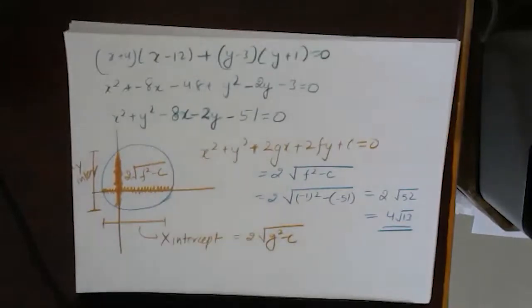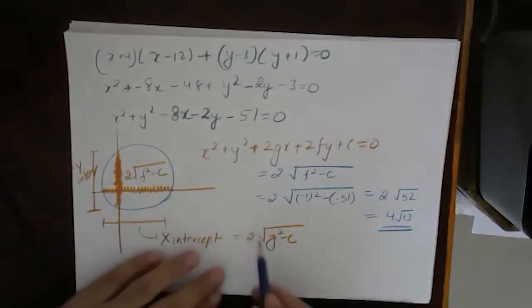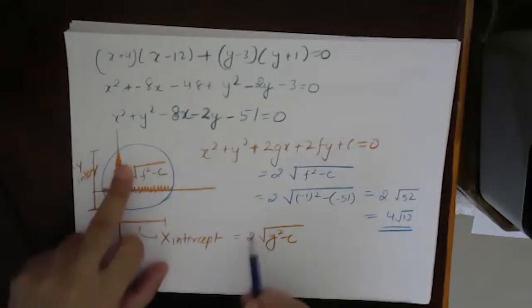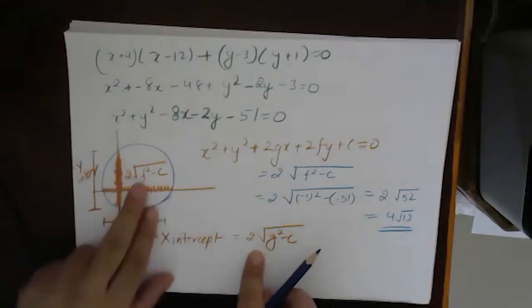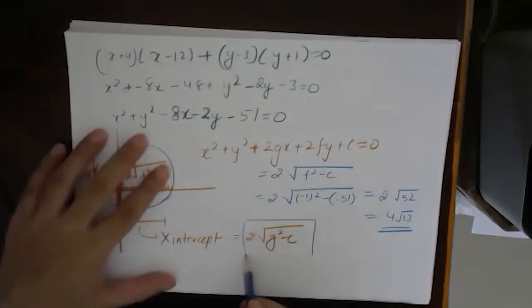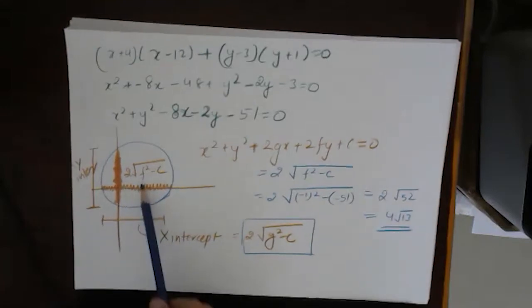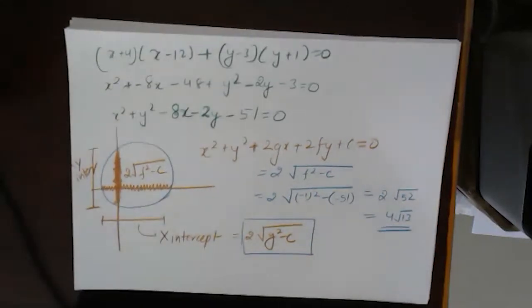Understood? Just check it once and remember these two. Remember any one of them, and the other one you will always remember. So 2 under root of g square minus c is the x-intercept, and 2 under root of f square minus c is the y-intercept. Okay? Just check it once, then we move on to the next question.